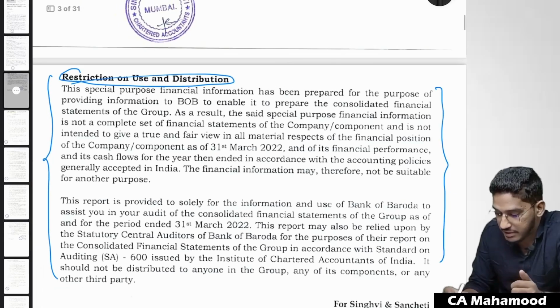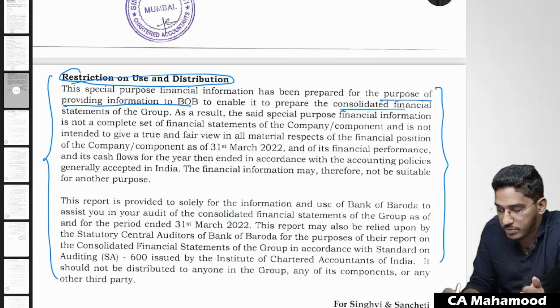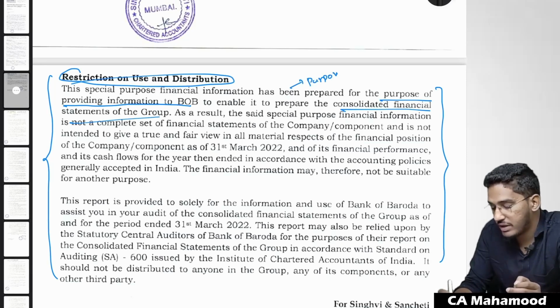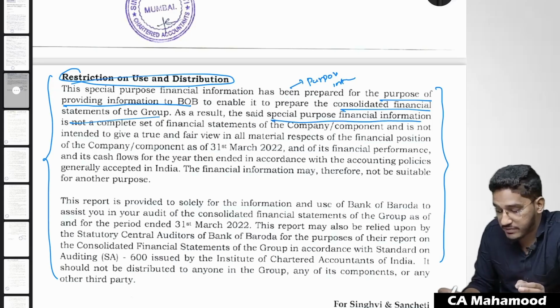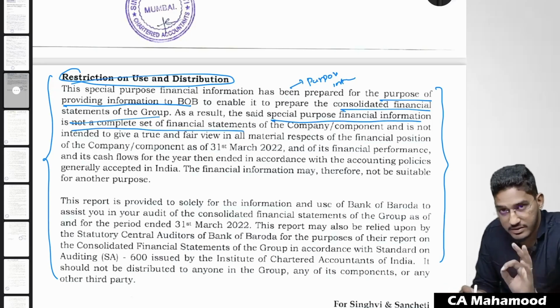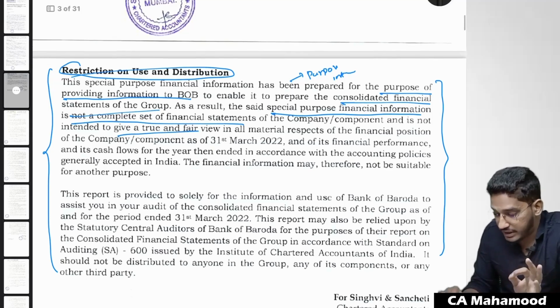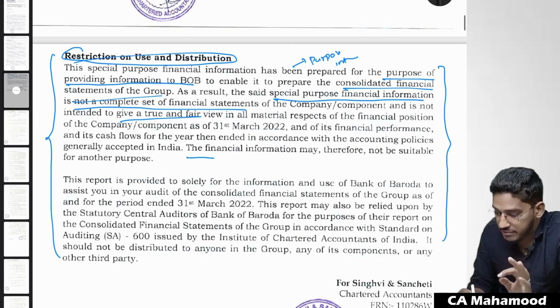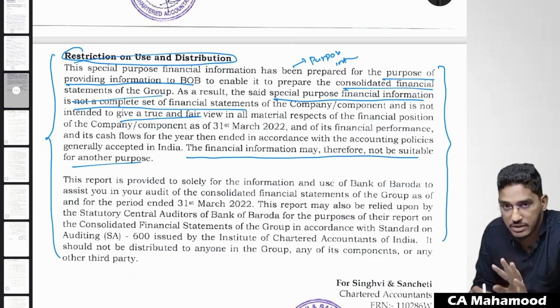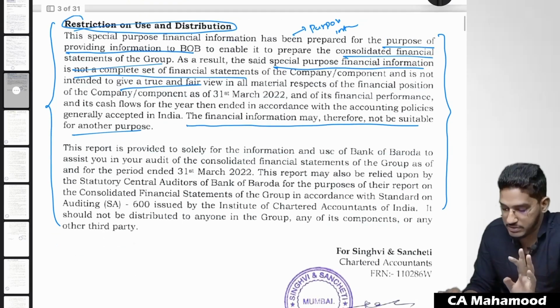The special purpose financial information has been prepared only for the purpose of providing information to BOB to enable it to prepare the consolidated financial statements. In this paragraph, they have told the purpose and who the intended users are. As a result, the said special purpose financial information is not a complete set of financial statements of the company or component, and it is not intended to give a true or fair view in all material aspects. Let us come to the main point. The financial information may therefore not be suitable for any other purpose. Apart from consolidation, these financial statements are not suitable for any other purpose.